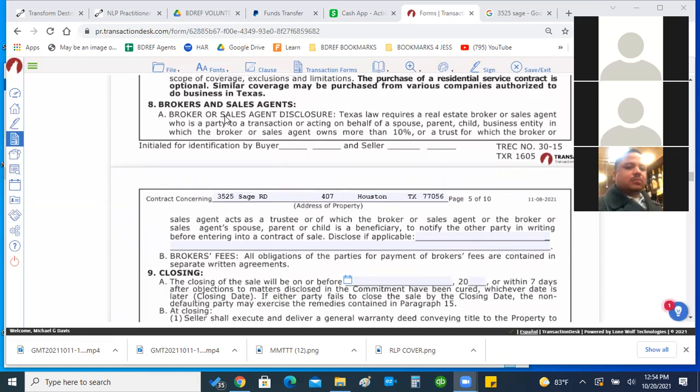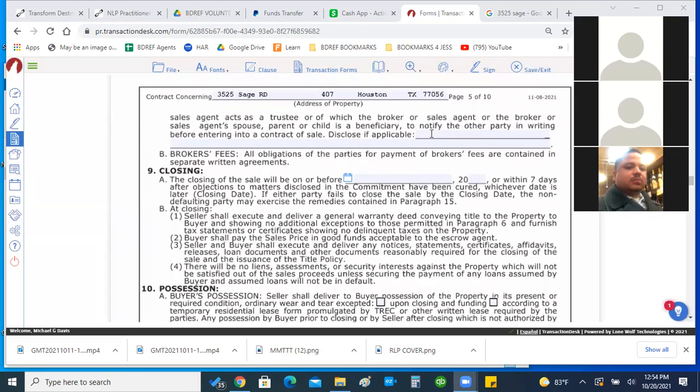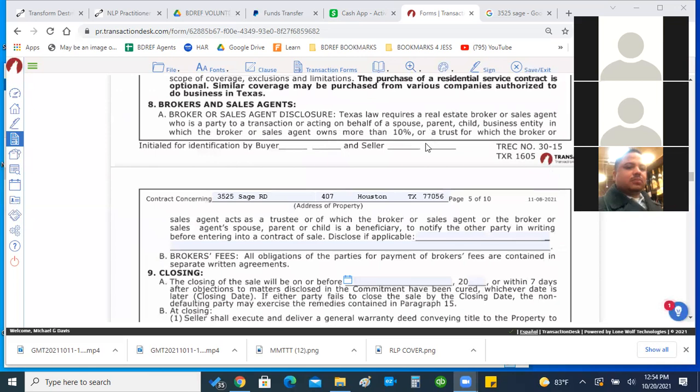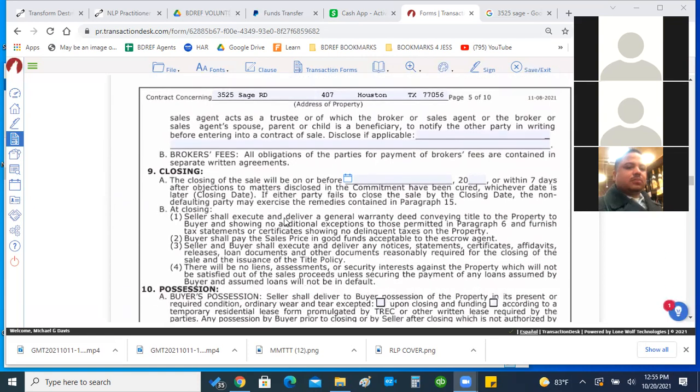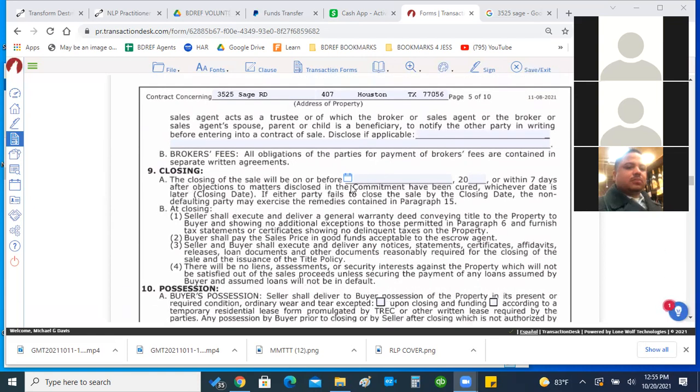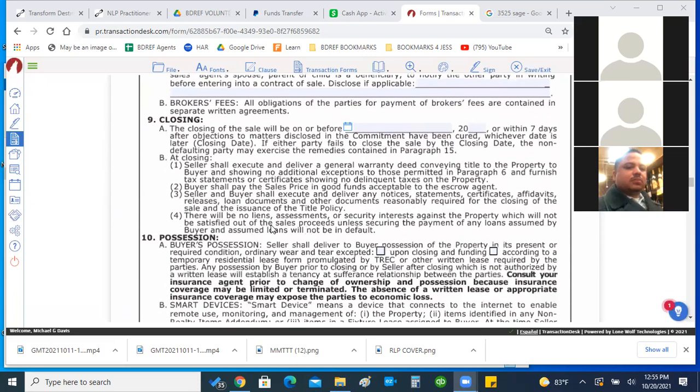All right, so brokers and sales agents. This is where you disclose if an agent is buying it, or if you're purchasing your own, this is where you disclose that you're licensed in the contract. All right, so closing. This is where we put the closing date. So we put that in the contract.